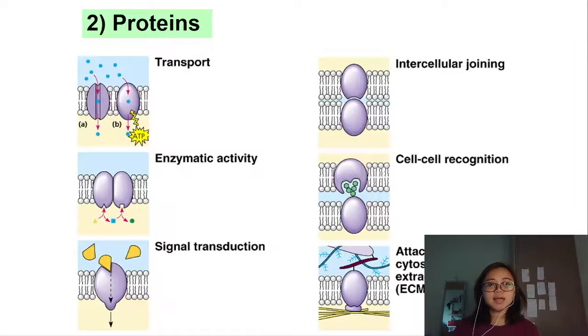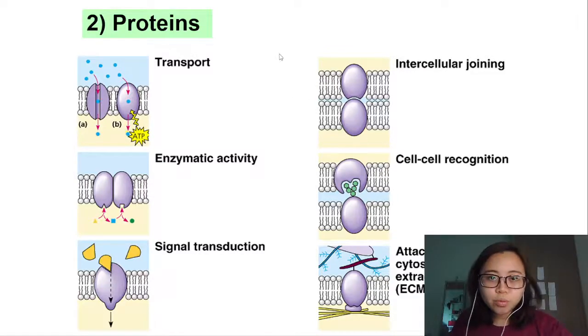Okay. The proteins that are in the plasma membrane have several functions. They can be there as transport protein. They can be there for enzymatic activity. They can function for signal transduction. They can be there for intercellular joining. They can be there as cell-cell recognition. And they can be attachment to the cytoskeleton and extracellular matrix or ECM. Okay, if you are not clear with what any of these mean, either Google it, Google Translate it, or ask me personally.